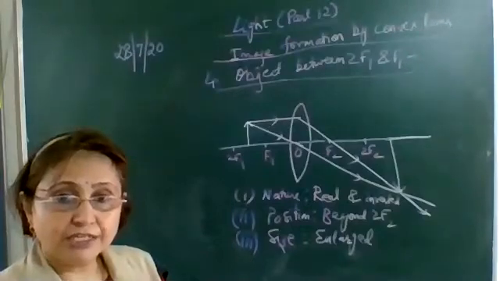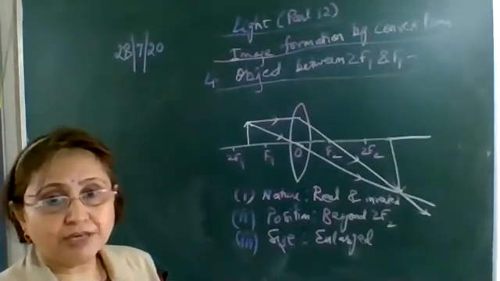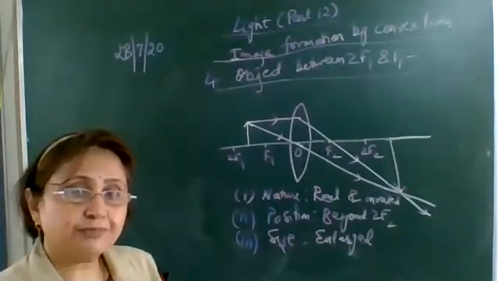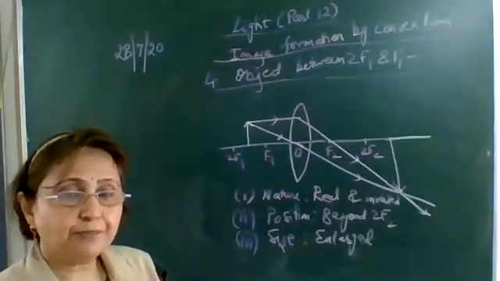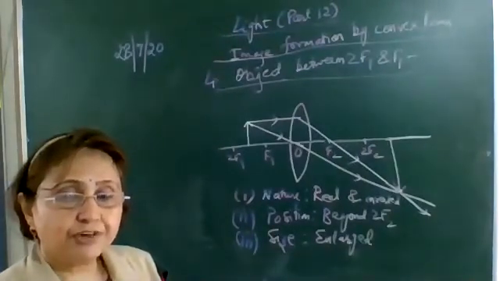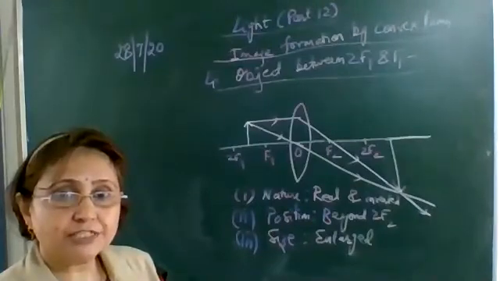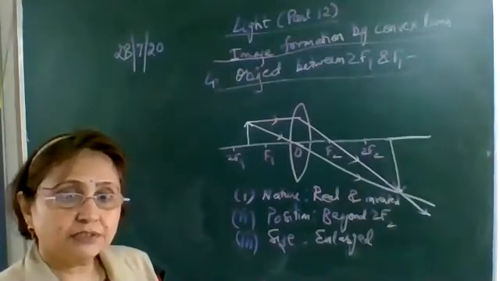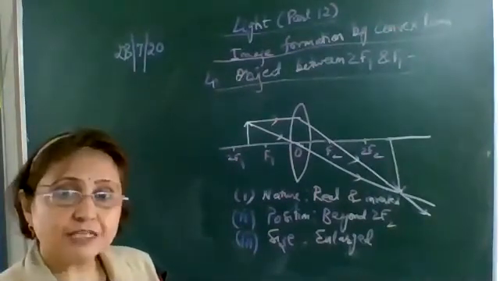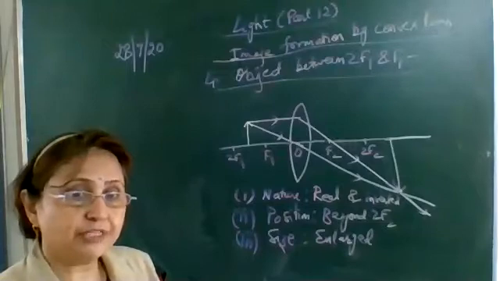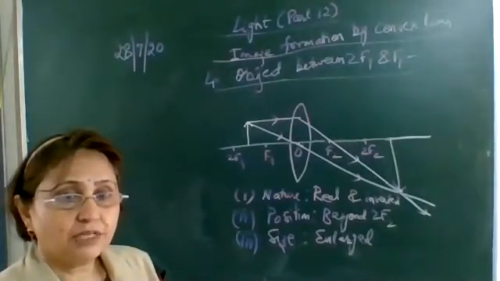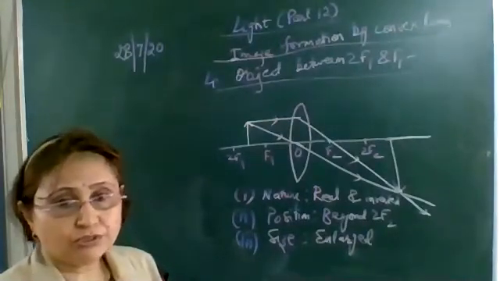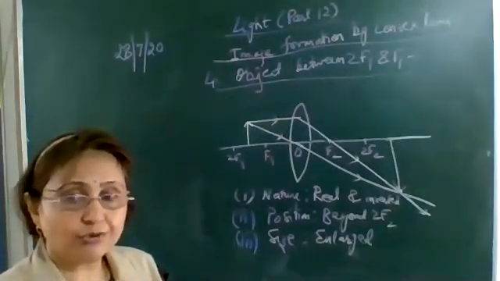Then place the needle-shaped object between F1 and 2F1, and draw two incident rays from the tip of the needle, from the tip of the object. The first incident ray parallel to the principal axis, pass it through F2 on the other side. The second incident ray, which is passing through optical center, goes straight without bending. And we will see that the two refracted rays will meet beyond 2F2. So the image will be formed beyond 2F2 only.